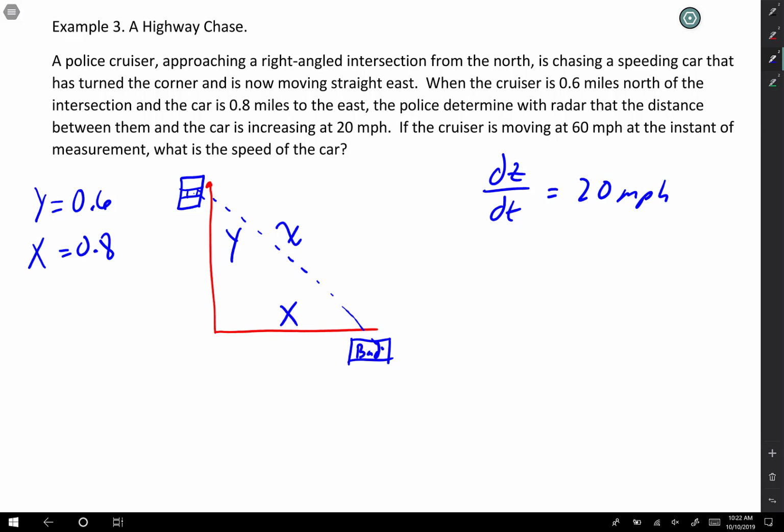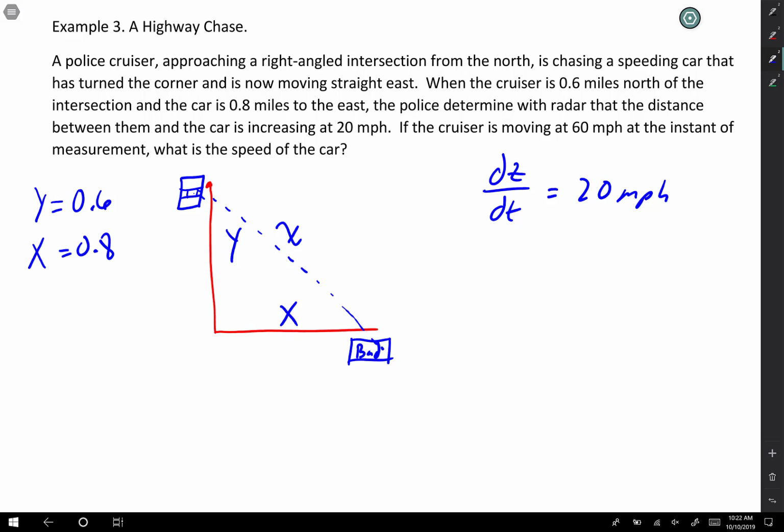If the cruiser is moving at 60 miles per hour at the instant of measurement, what is the speed of the car? So they want to know the speed of the bad guy. Sometimes it takes several iterations of reading this to understand the problem. The number one mistake, guys, is you put 8 where the X is, and 6 where the Y is, or 0.6. If you do that, you're making it constant all the time. So put letters instead of numbers, and on the side, put your numbers.